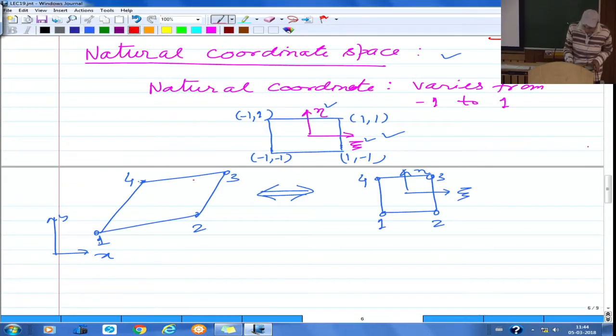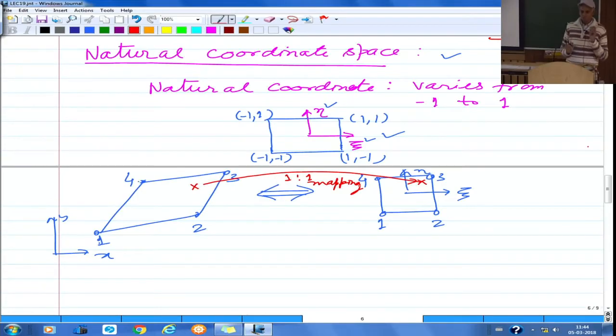So every point here is mapped to a unique point. So let us see, if I have a point here in the physical coordinate space having coordinates x and y, this will have a corresponding unique point in this natural coordinate space. So this is a 1-to-1 mapping. You call it a 1-to-1 mapping.